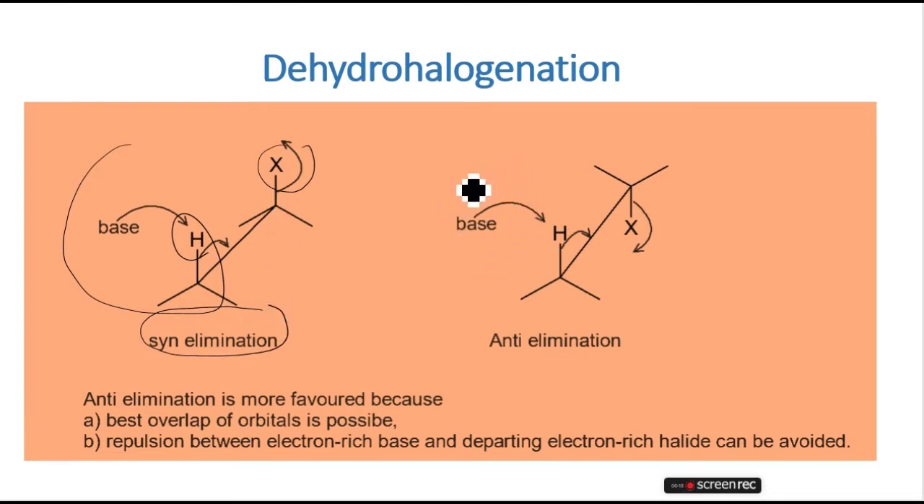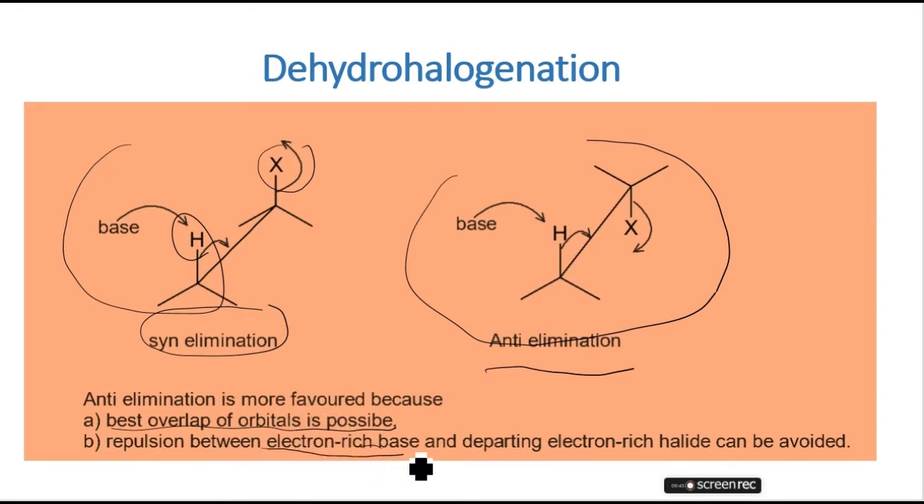Now if this is the conformation, then both are anti to each other and E2 elimination will happen. What is the reason the E2 elimination usually happens by the anti-elimination mechanism? Because we can see the best overlap of the orbitals is possible, the opposite orbitals overlap best, and the repulsion between the electron rich base and the departing electron rich halide can be avoided.